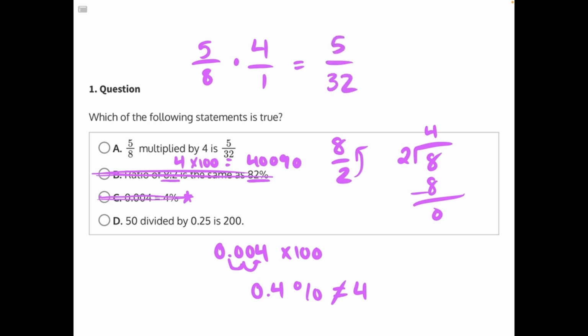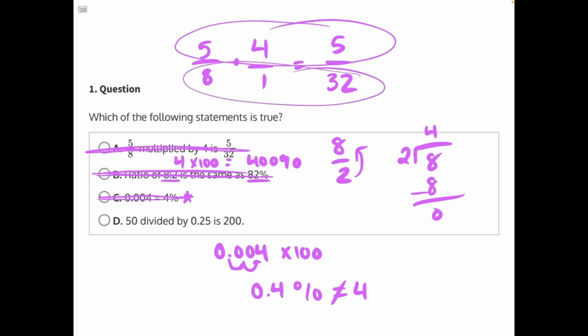Immediately, if we just look at the numerators, we can tell 5 times 4 does not equal 5, so A is incorrect. The denominator would be incorrect as well. 8 times 4 does not equal 32. By process of elimination, D is our correct answer. If you were taking the test, that would be enough to mark your answer and move on with the rest of the test. However, for the sake of the video, I will keep going.